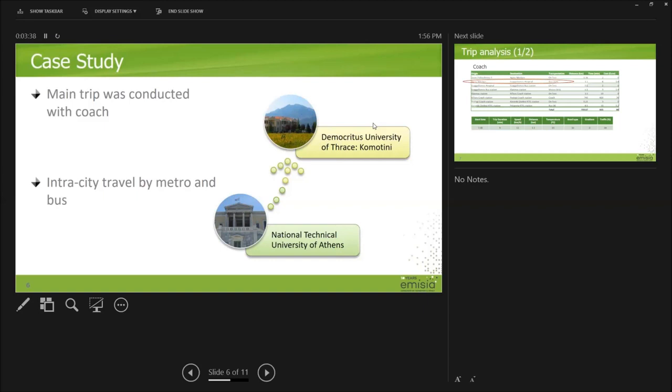So how do we combine all this information that we have? It is easier to show you this information using a case study, because otherwise it's just numbers that don't mean anything to anyone. So we took a route to start from the National Technical University of Athens and to go to the Democritus University of Thrace in Komotini. The main trip was selected to be conducted using a coach, and intra-city travel was conducted either by metro, if it was available, or using a bus.